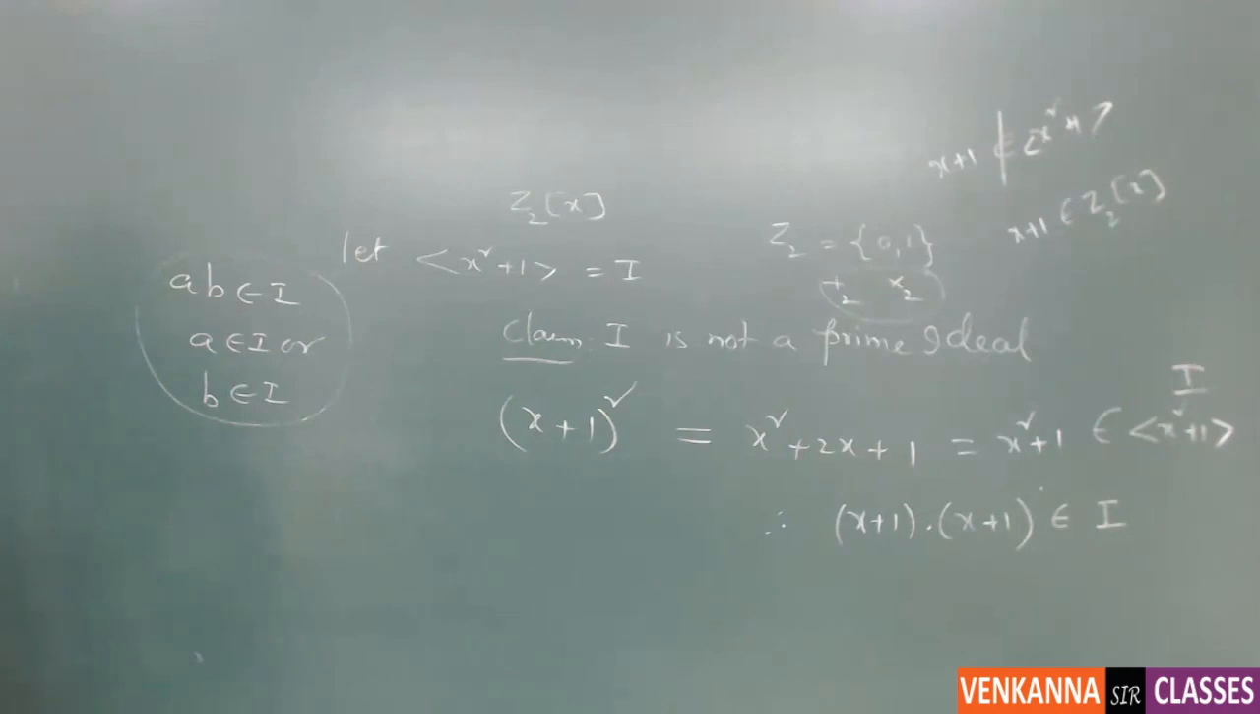Whenever the product belongs to the ideal, one of the elements must belong to the ideal. This is the criteria for prime ideal. So here, the product belonging to the ideal is accepted. But in that product, no element is belonging to I. x plus 1 is not at all a member of I. Accepted? Therefore, it is not a prime ideal. Is it clear or any questions?